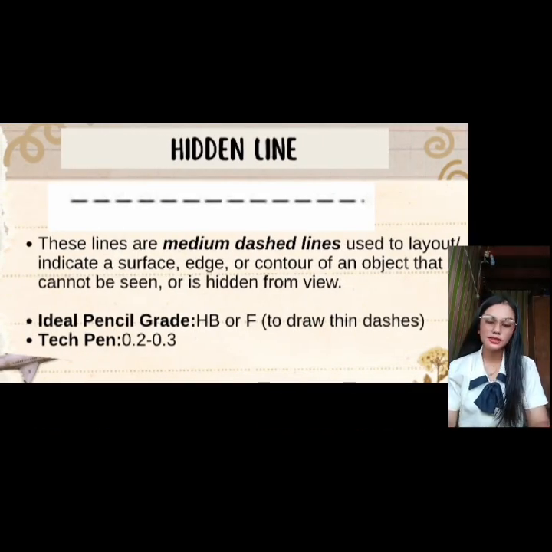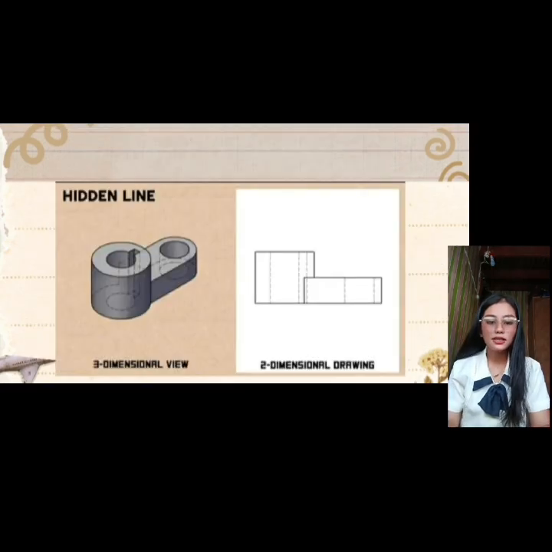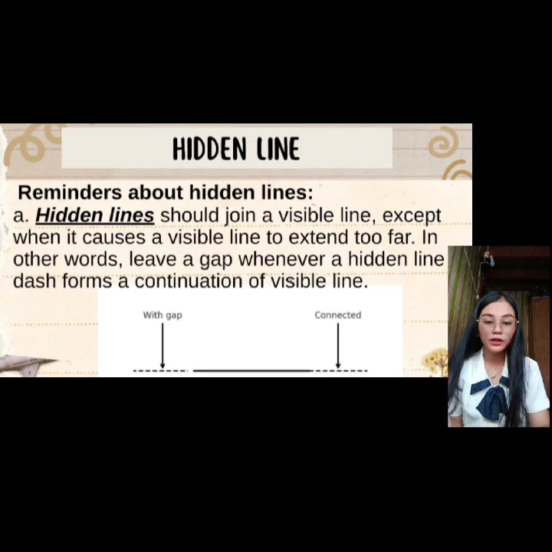Okay, so the next alphabet of lines is a hidden line. So a hidden line is a dashed line that shows the part of an object that you cannot see from the outside. It's like edges that are behind or inside of the object. So as you can see in the example, there's an object there. The dashed line that you can see from the inside of it is what we call a hidden line. So there are 5 reminders about the hidden line.